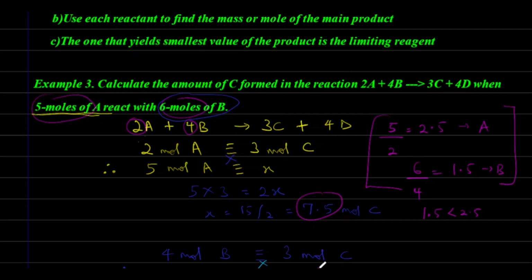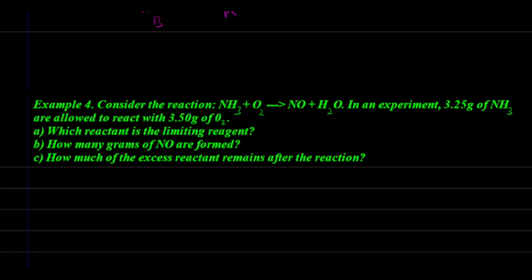Now let's go to some examples to help us understand how to solve questions anytime we come across limiting reagent calculations. So let's consider this example so as to make us understand how to solve questions related to stoichiometry and limiting reagents. Consider the reaction NH3 plus O2 gives us NO plus H2O. In an experiment, 3.25 grams of NH3 are allowed to react with 3.50 grams of O2. Which reactant is the limiting reagent? How many grams of NO are formed? How much of the excess reactant remains after the reaction?